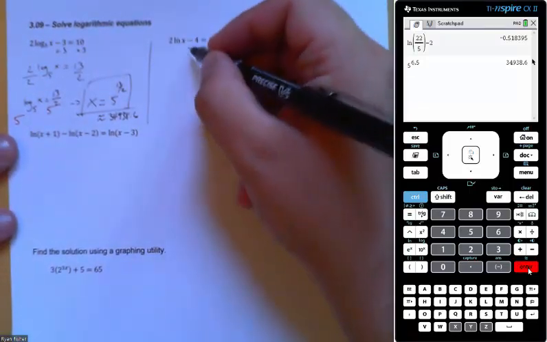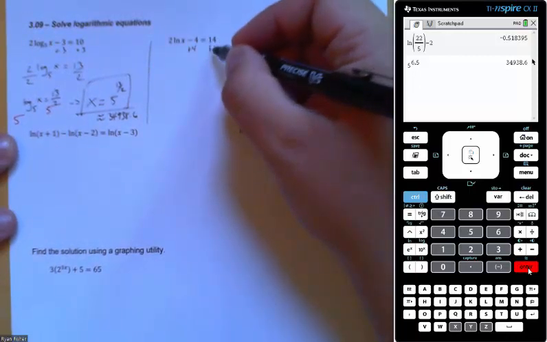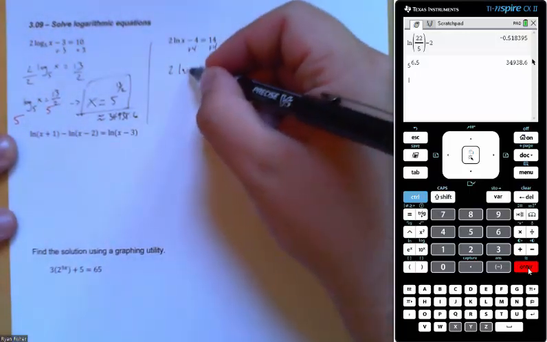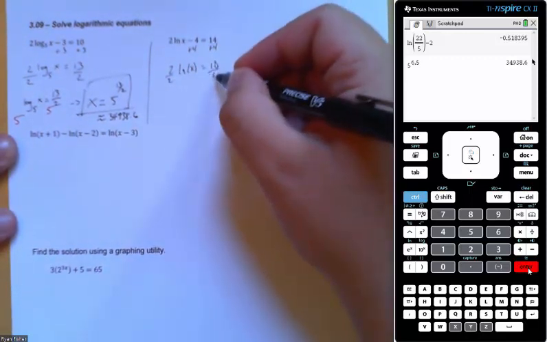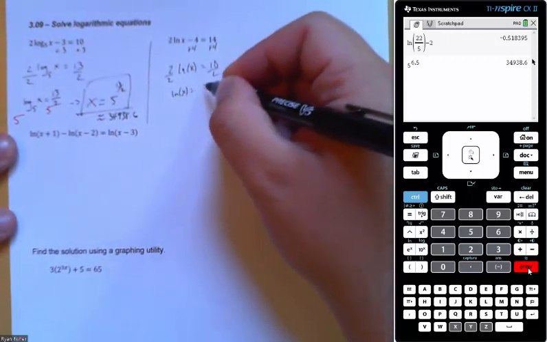Okay, how about this guy? How about add 4 to both sides? 2 natural logs of x is equal to 18. Natural log of x is equal to 9.